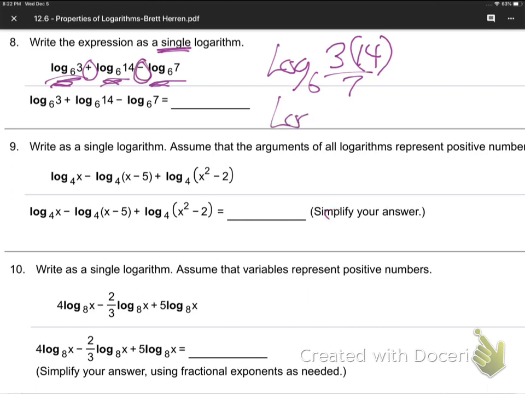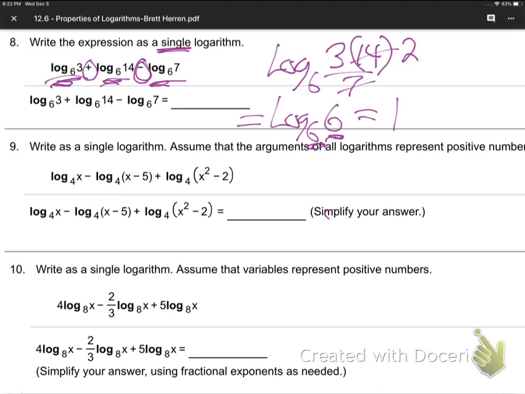Now, can we simplify that? That's log base 6. 7 will go into 14 2 times. 2 times 3 is 6. So that equals log base 6 of 6. Now, when they match, see how these guys match, 6 and 6? That just always equals 1. You can try it on your calculator.